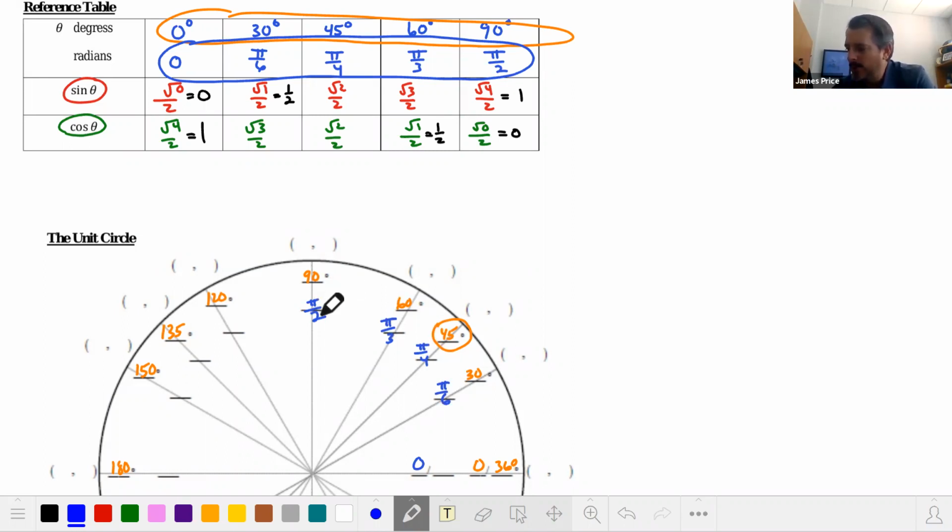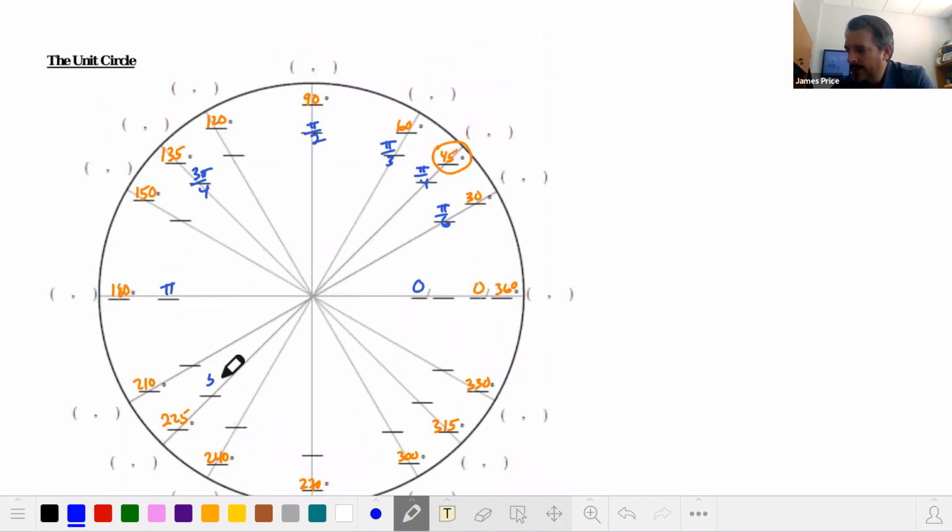So pi over 4, 1 pi over 4, 2 pi over 4, 3 pi over 4, 4 pi over 4, which is pi, 5 pi over 4, 6 pi over 4, which is 3 pi over 2, 7 pi over 4, and then 8 pi over 4, which is 2 pi. And then I can count in terms of pi over 6s.